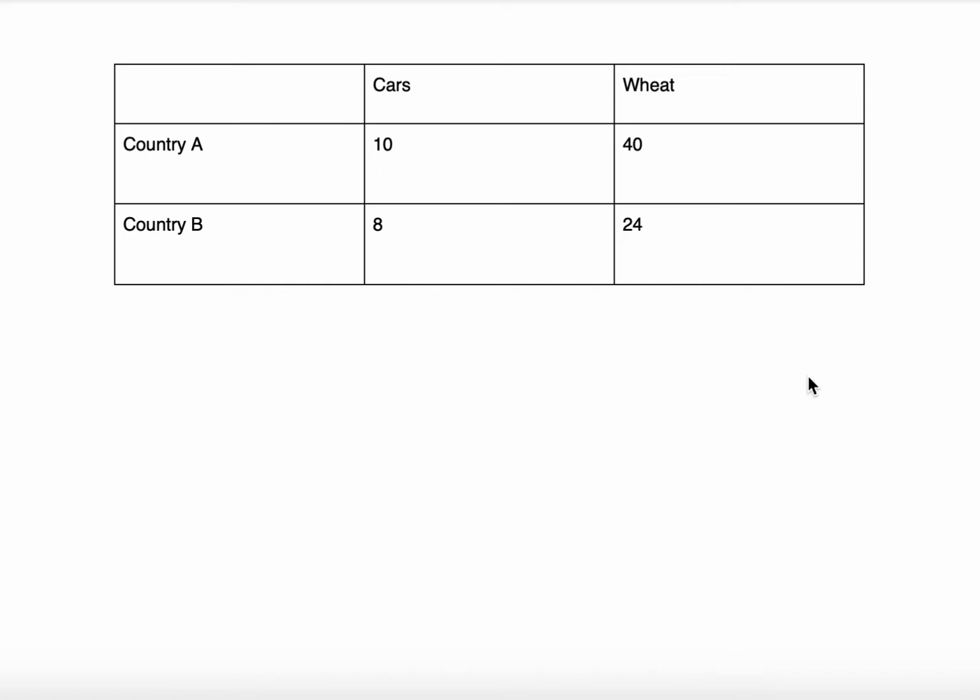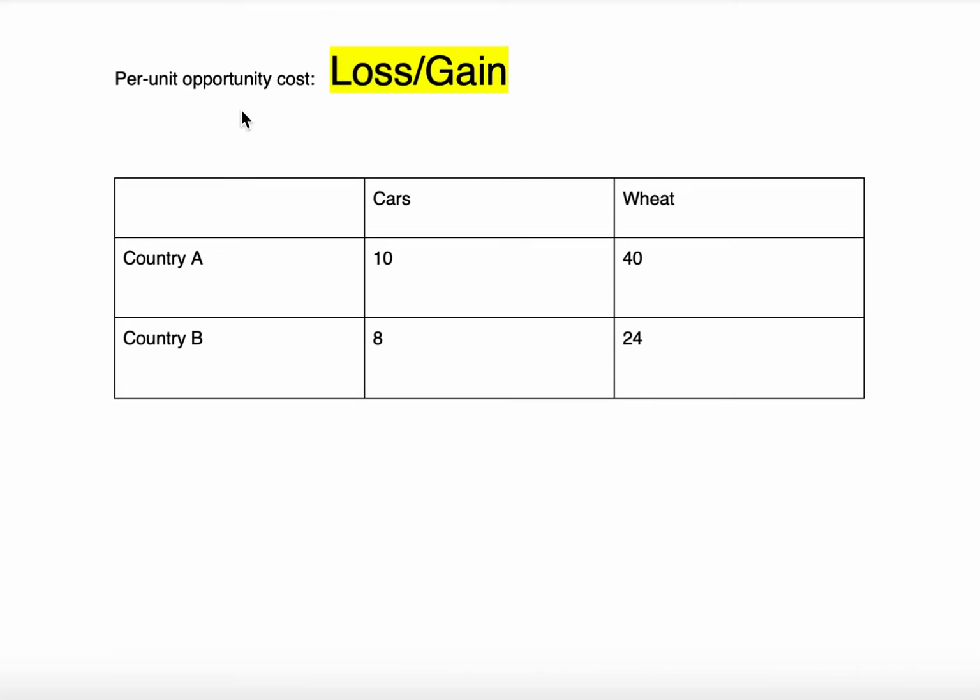Who gives up the least each time they produce one of these goods? And that's something called the per unit opportunity cost. And there is a nice life-saving formula that's going to make solving these problems really, really simple. Loss over gain. Calculating the per unit opportunity cost is just as simple as loss over gain. It's plugging in numbers. Let me show you how it works.